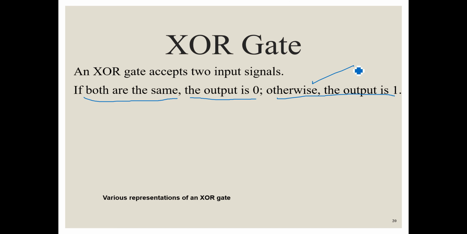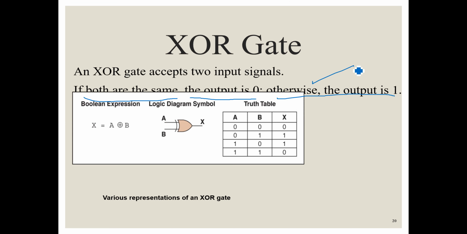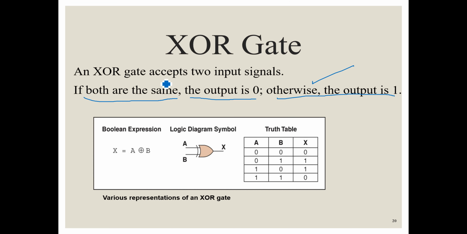Now let us see its symbol, expression and truth table. That's what I told in the previous one in the OR gate. If I put a circle around the plus, it becomes another gate. This is the expression of an XOR gate. X equal to A XOR B. You should call it A XOR B. And this is the symbol. The difference between the OR gate and XOR gate is this one particular line. So this is how it is notated.